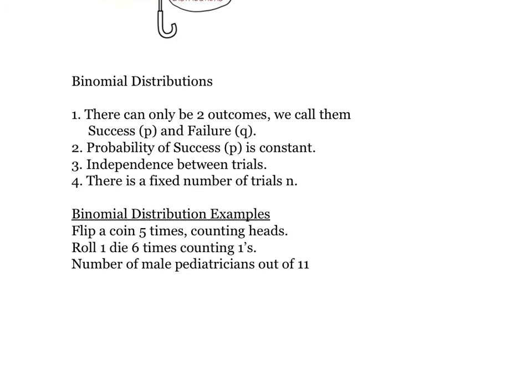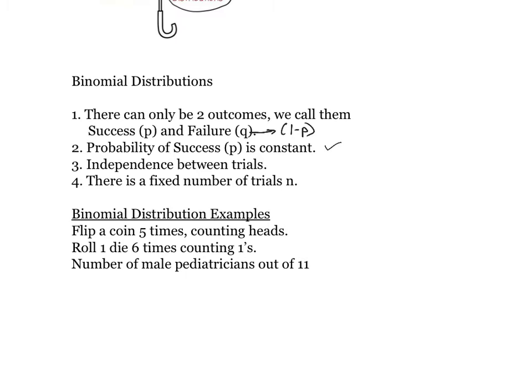Number one, there can only be two outcomes. We call them success P and failure Q. That is the same as it was for geometrics. Remember that Q is also considered 1 minus P, because success and failure are considered complementary events. Number two, the probability of success is constant. That was the same for geometric. So if the chance of an event happening is 20%, it stays 20% throughout the entire problem.